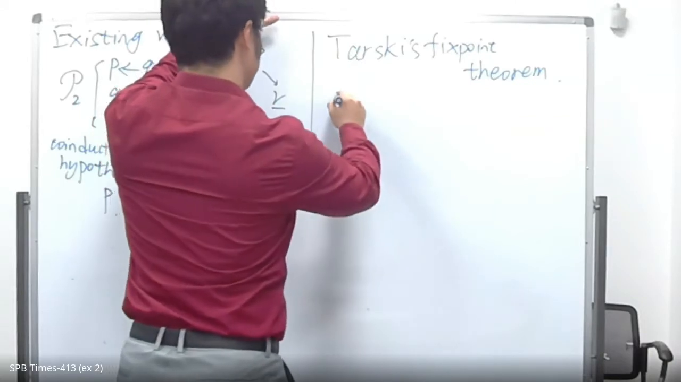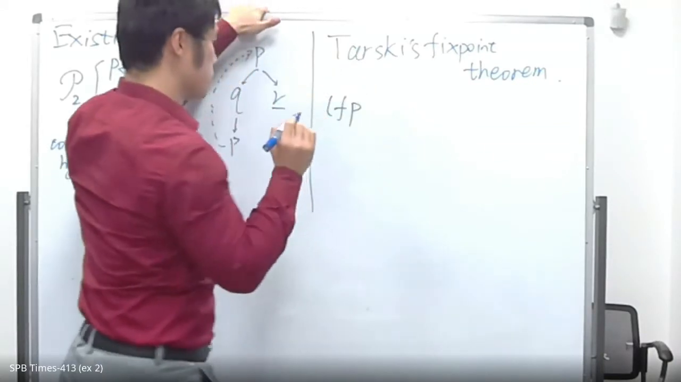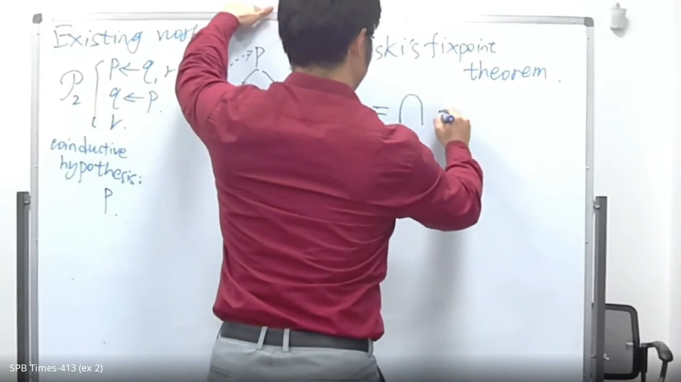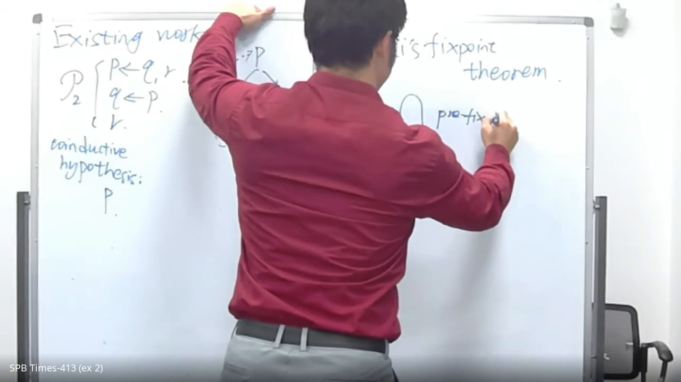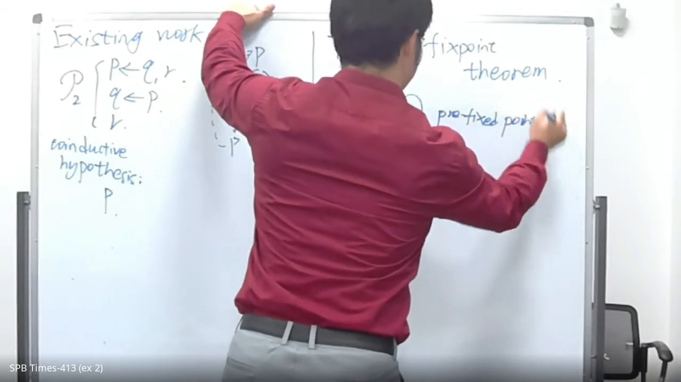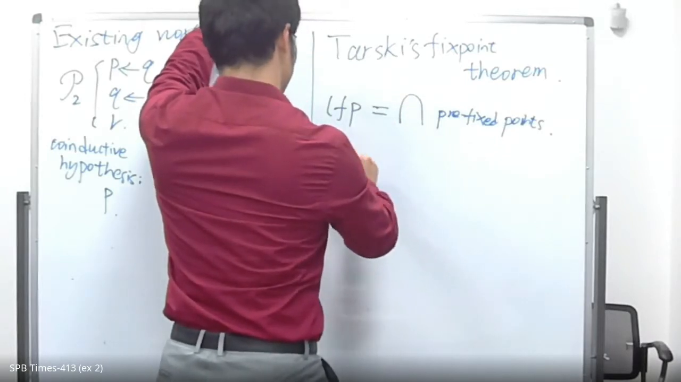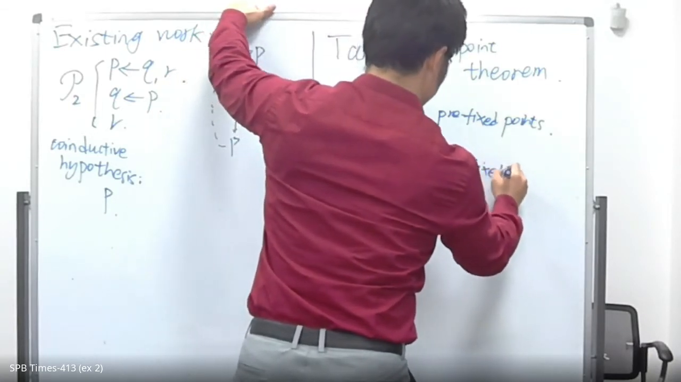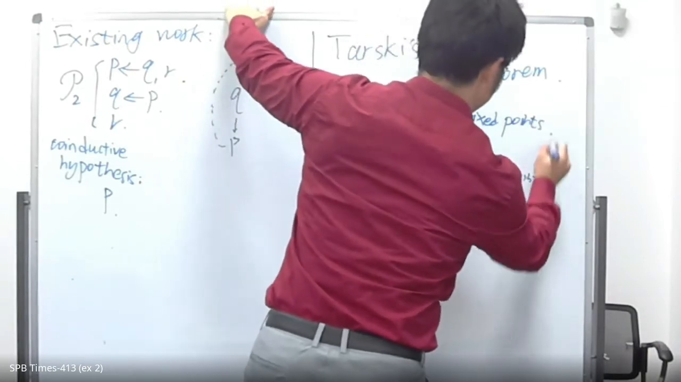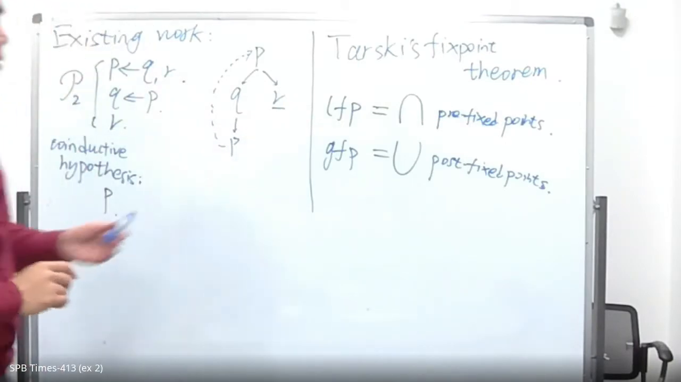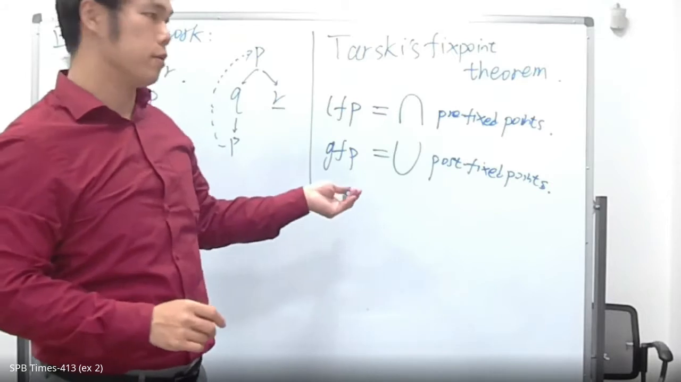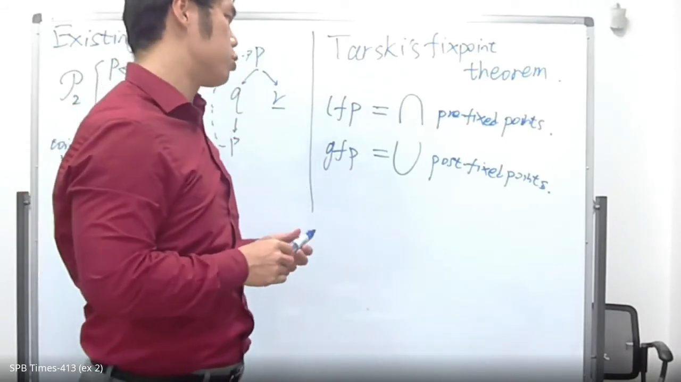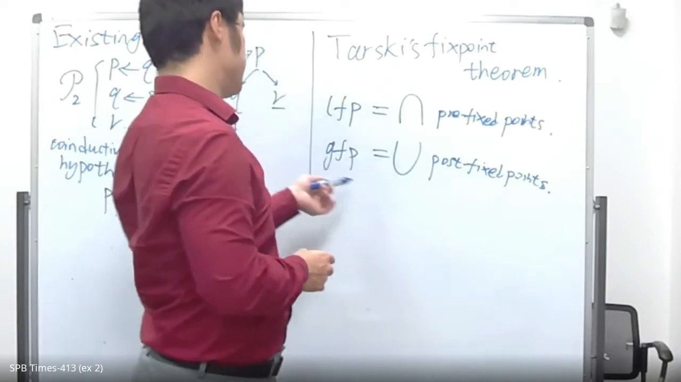Tarski's theorem says the least fixed point equals the intersection of all prefixed points. And the greatest fixed point equals the union of all post-fixed points. And this gives a proof method of showing something is in the greatest fixed point. If we want to show some element is in the greatest fixed point, it amounts to constructing a post-fixed point that contains this element.